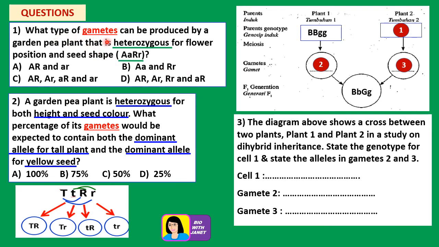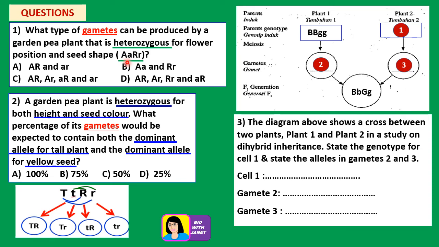What type of gametes can be produced by a garden pea plant that is heterozygous for flower position and seed shape? Big A, small a, big R, small r. This is the genotype of the pea plant that is heterozygous, right? So take note here, now underline these words, type of gametes. They want to know about the gametes, not the offspring of the plant. So what type of gametes can be produced by the pea plant with this genotype?